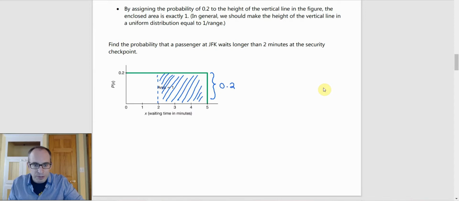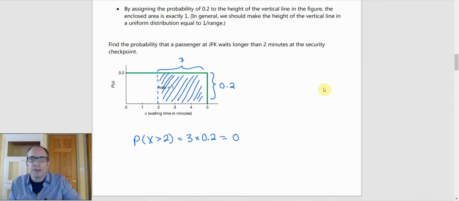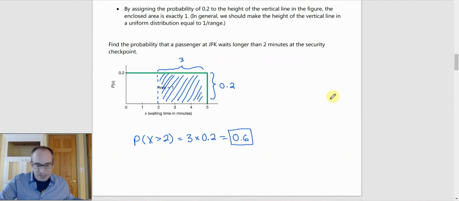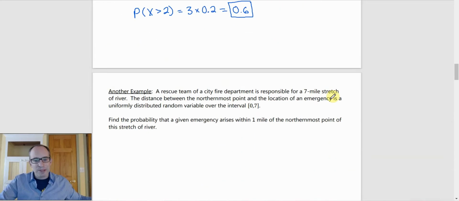And we can figure out the length because it's the difference between 5 and 2, so this length is going to be 3. So the probability that x is greater than 2 is going to be 3 times 0.2, which is 0.6. See? Just like figuring out the area of a rectangle. There's one dimension that you have to solve for a little bit, but once you've got that, you just multiply them together. Just like in geometry.